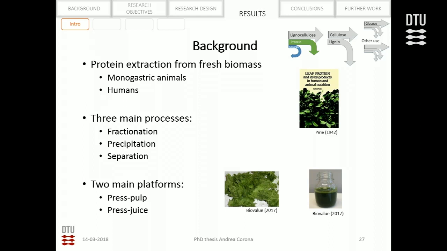The biorefinery in itself is composed of 3 main processes. We take the fresh biomass, we fractionate it, and from there we produce the 2 main platforms, the press pulp and the press juice. And the press pulp goes through 2 other main processes, which are the precipitation, where the protein coagulates, and then a second step where they are separated from the deproteinized juice.